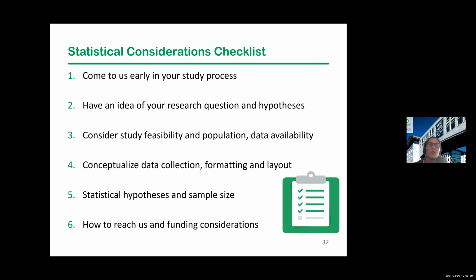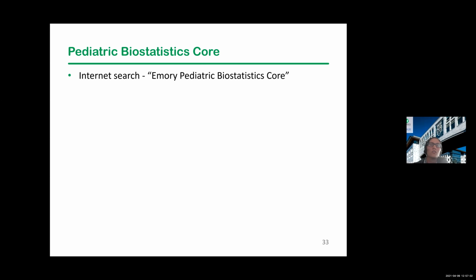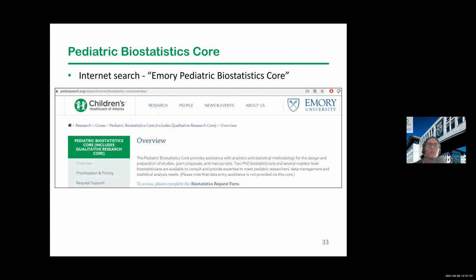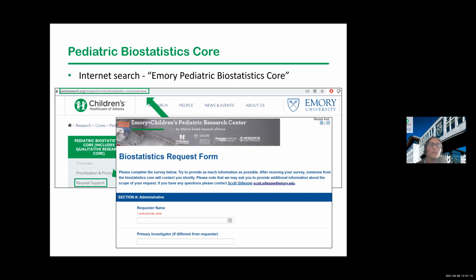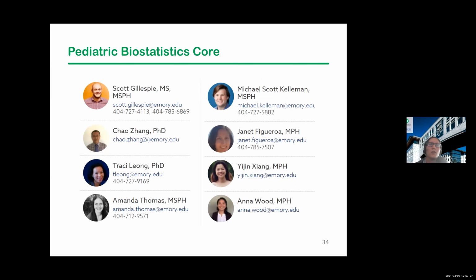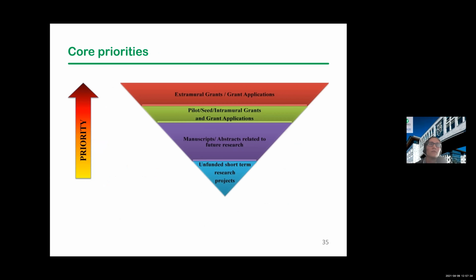Okay, so finally, how you can reach us and funding considerations. You can actually just quickly Google search Emory Peds Biostat Core, and it's usually the first result, at least for me it is. You'll go to this website here. You can click on that link, and it opens up a biostat request form, which is in a REDCap survey, and you fill in a couple of quick questions about your research, the research title, the internal deadline, and then any one of us in the team will reach out to you, and we'll arrange a meeting right now in Zoom to talk to you about your project.